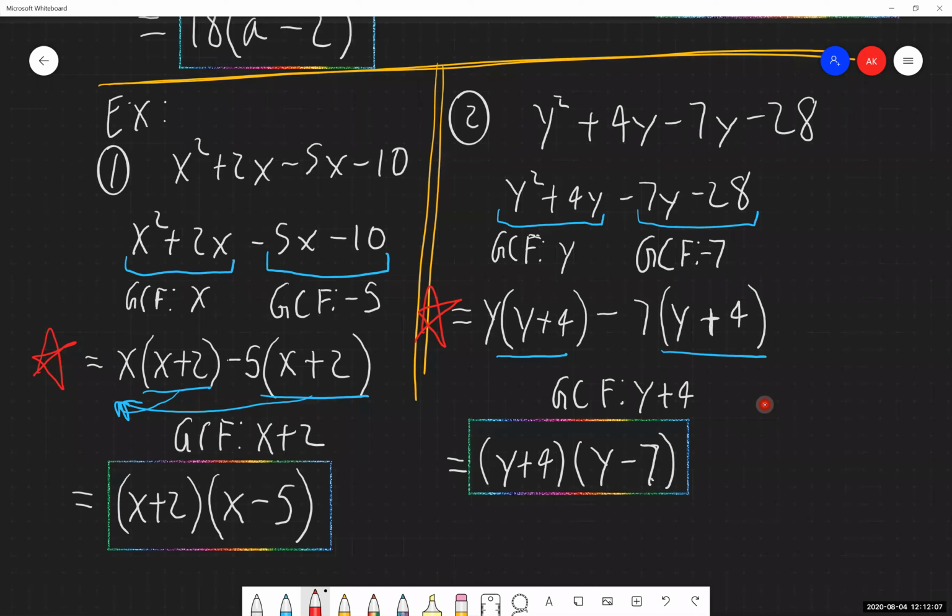If we don't have that, then we may need to go back a line before and see, do I need to factor out a negative? Will that make the signs correct? That's generally the most common one that shows up with these.